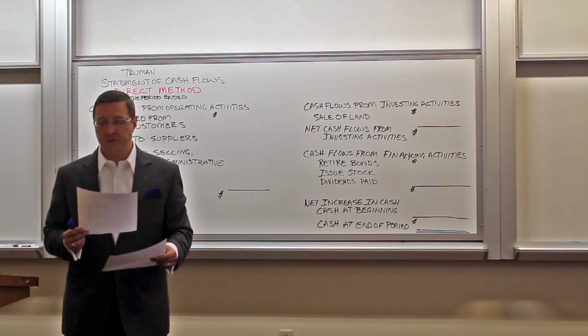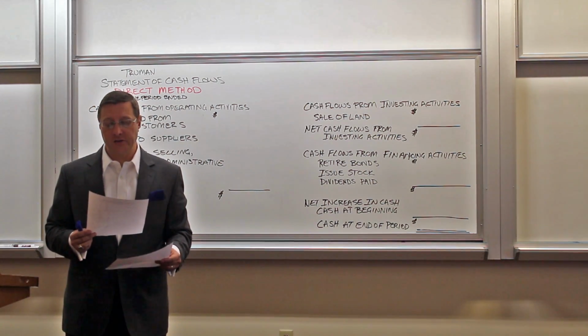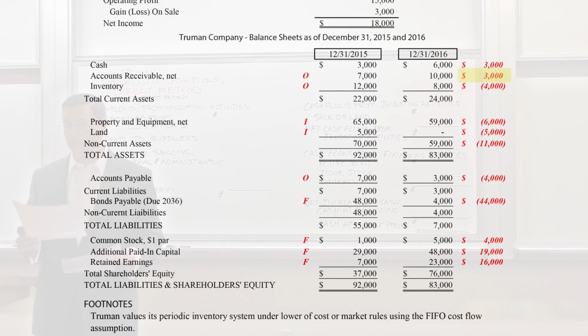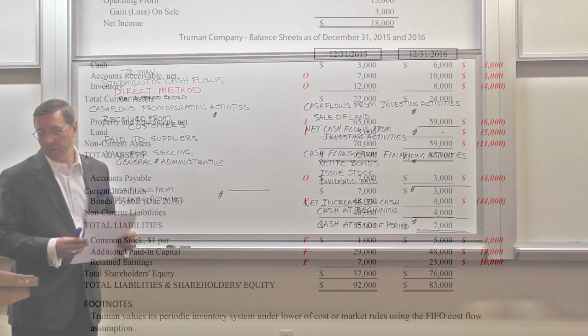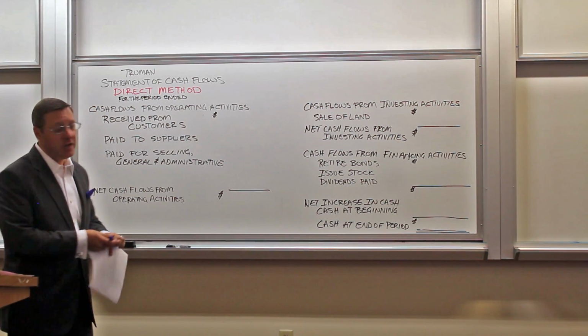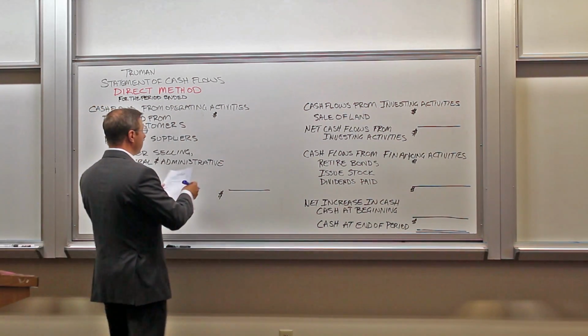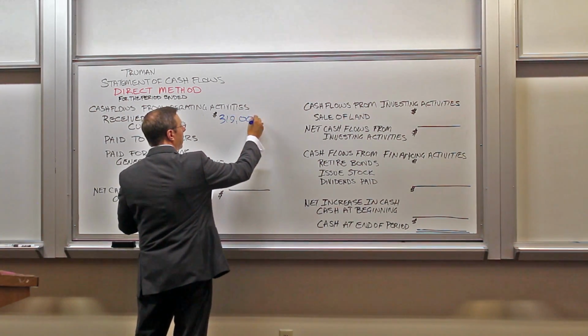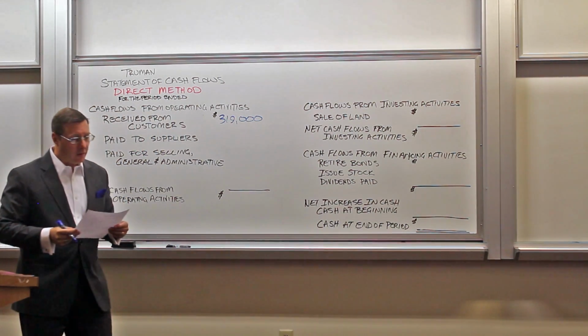The change in accounts receivable between the previous year and the current year went up by $3,000. So we take our sales number, $322,000, we subtract that change in accounts receivable. This gives us cash received from customers, $319,000.